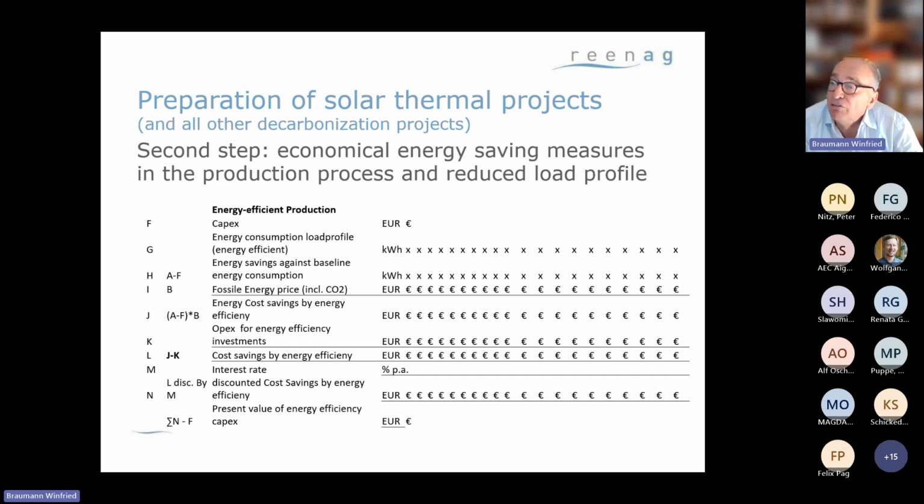We have to add, if there are OpEx for the energy efficiency investments, we arrive then at the total cost savings by energy efficiency. This has to be discounted by the interest rate, and this then has to be compared with the present value of the CapEx spent on the production unit in order to find out whether we have a positive present value. And of course, or normally, we will only implement investments insofar as they are economically viable.